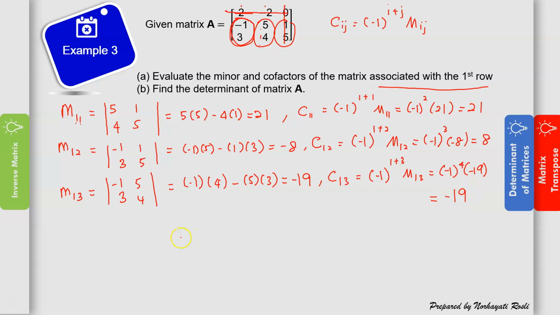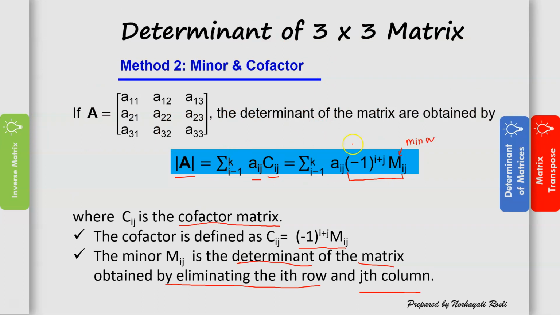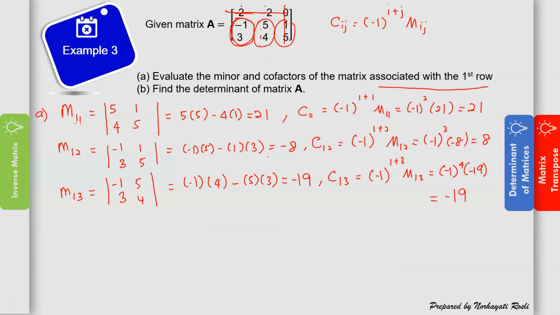And then part B, we need to find the determinant of the matrix. So this is the solution for A. For B, we have to refer back. The determinant is given by the sum of Aij times our cofactor. That means the determinant of matrix A equals the sum of Aij times our cofactor Cij. In this case, we have C11, C12, C13.